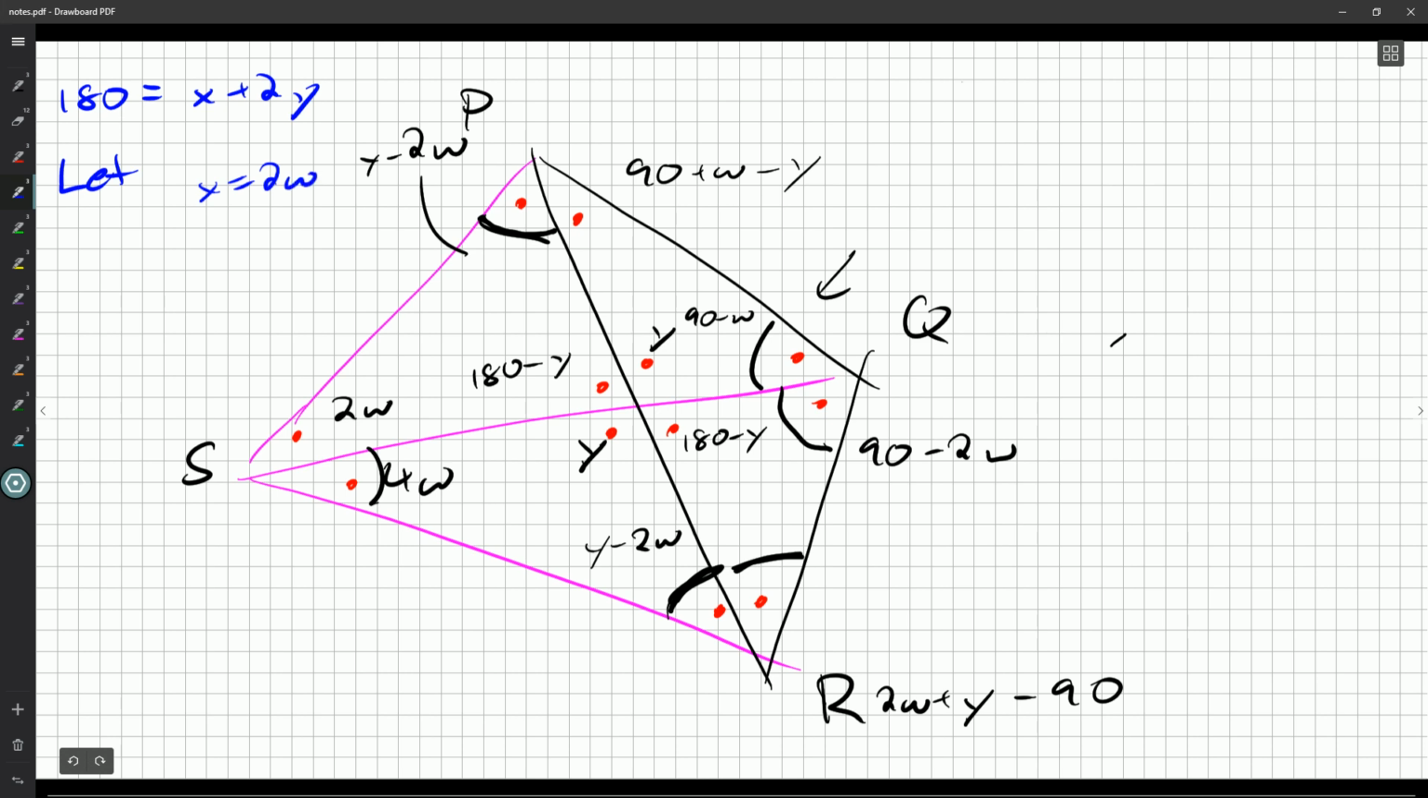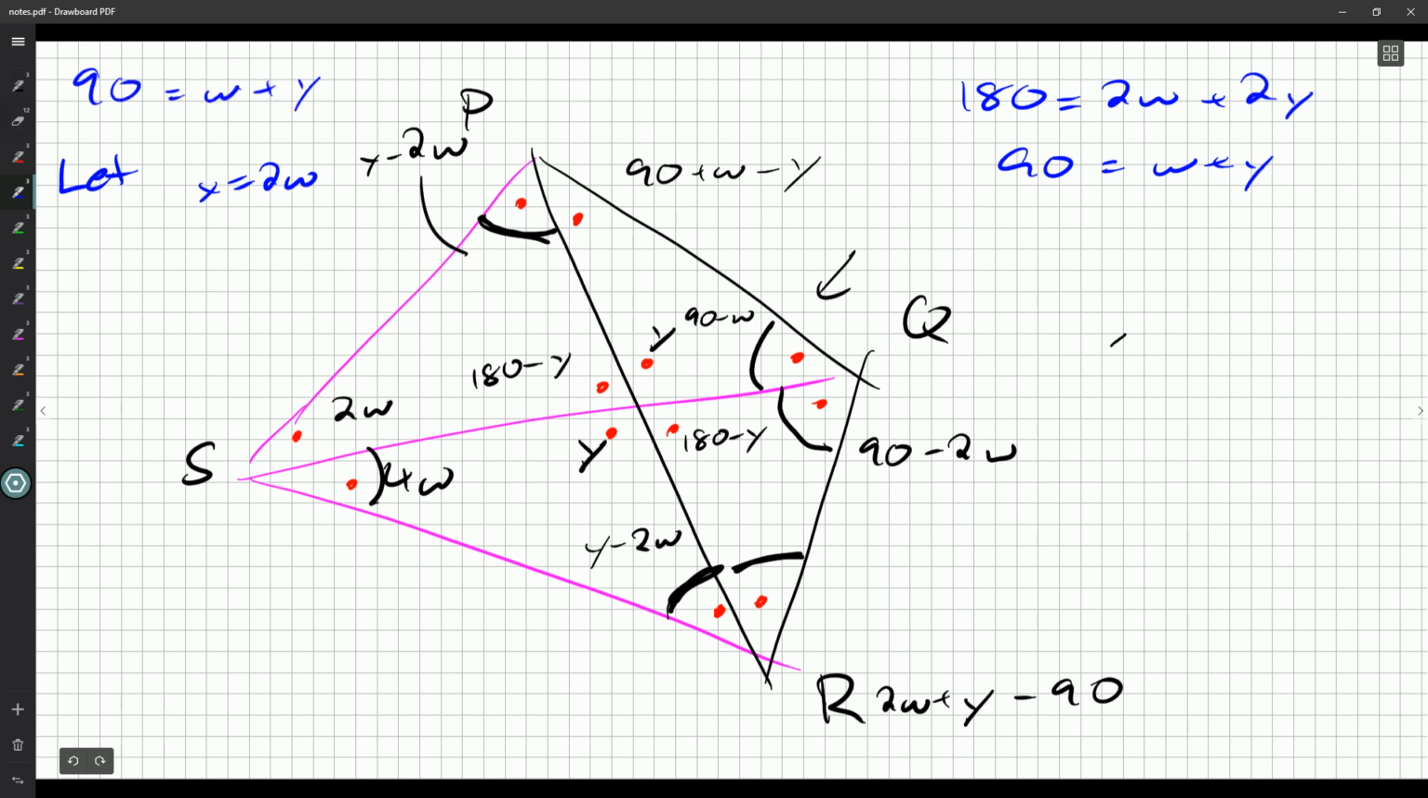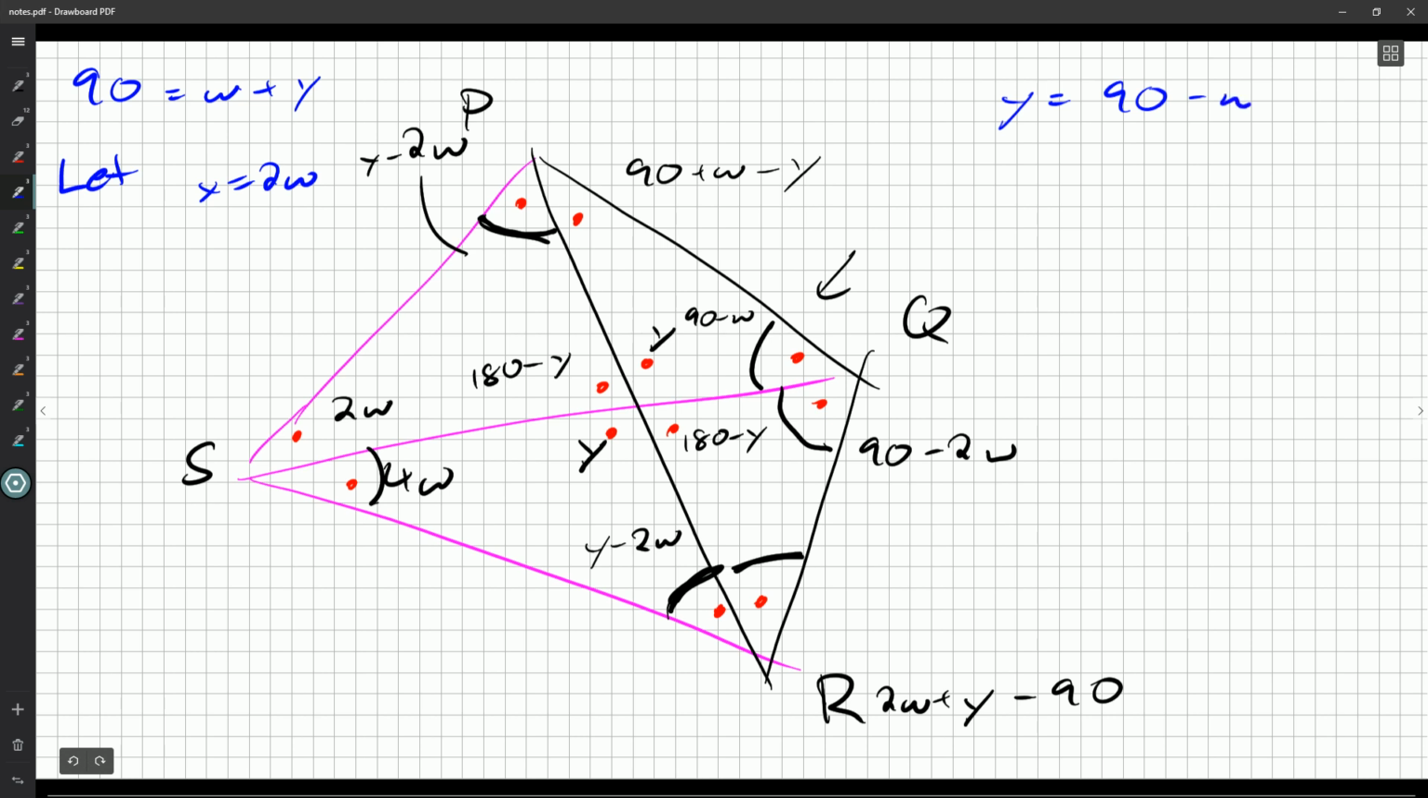I suppose now we could reevaluate this. 180 is 2w plus 2y. So divide by 2, 90 is w plus y. So that's a better fact. And I guess actually then that means that we can get rid of one of these. We can get rid of y or we can get rid of w. Let's get rid of y. So y is 90 minus w. So now we embark on a long journey of trying to get rid of the y's.